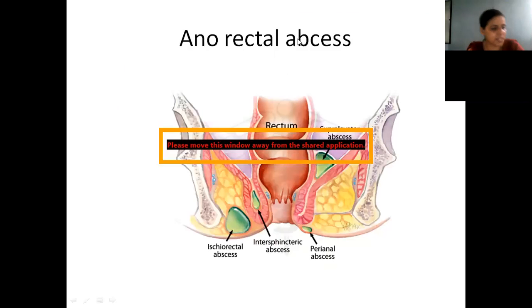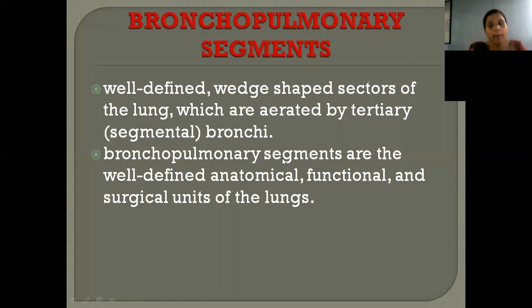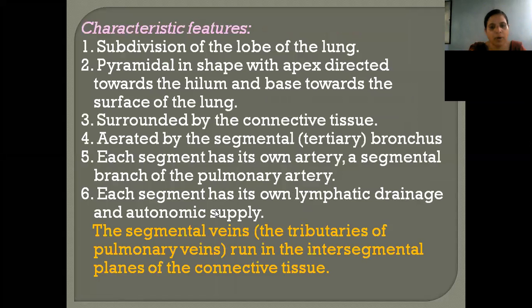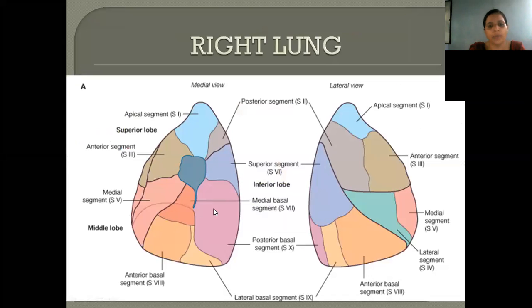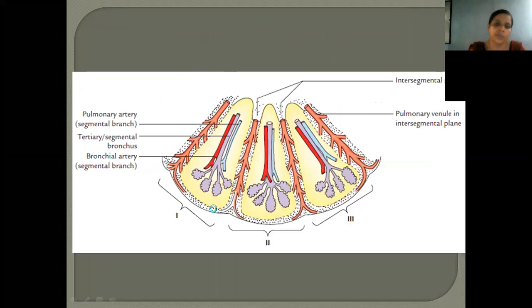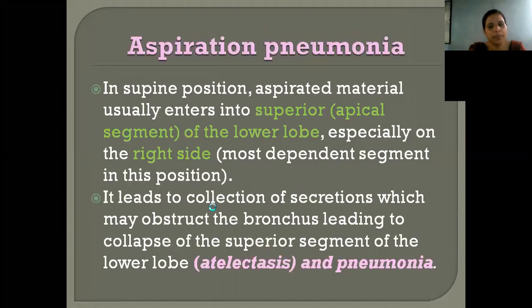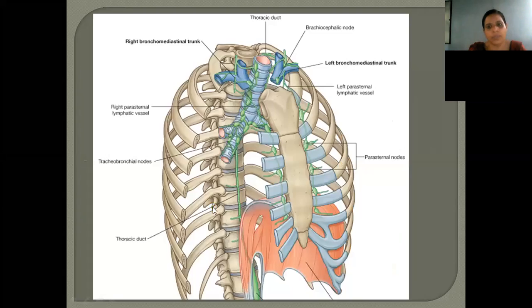What is the next question? Bronchopulmonary segments. First of all, what are these bronchopulmonary segments? Let me take you through the tracheobronchial tree so that you understand. We have the nose; from the nose the air moves into the trachea. From the trachea, it moves into the right lung through the right principal bronchus, and into the left lung through the left principal bronchus.